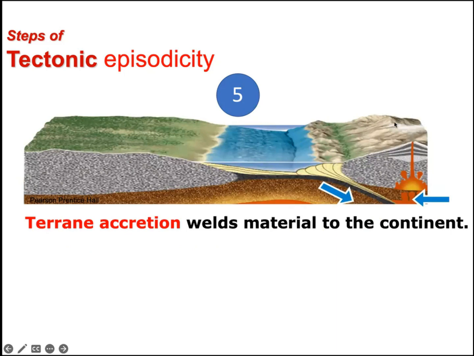That means this continent will be growing more and more, and finally this oceanic part will be disappearing because of this convergence. We call this convergence because they are coming together towards each other, and that is also called terrane accretion.